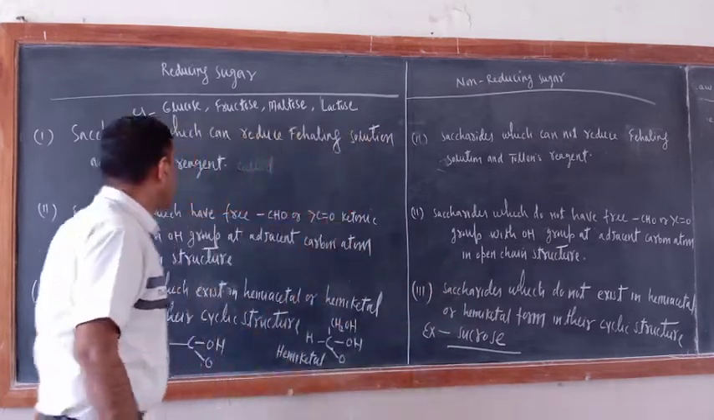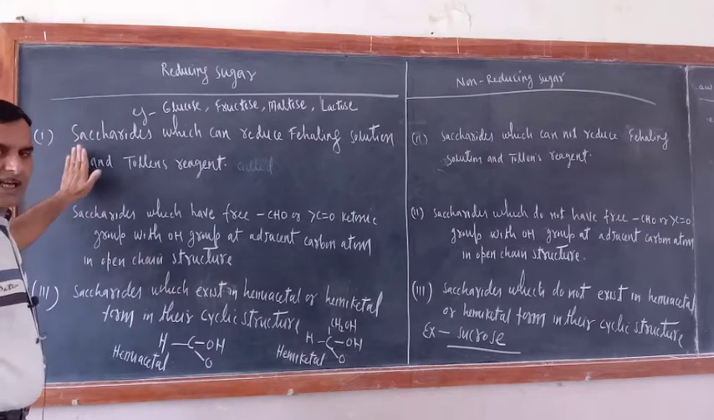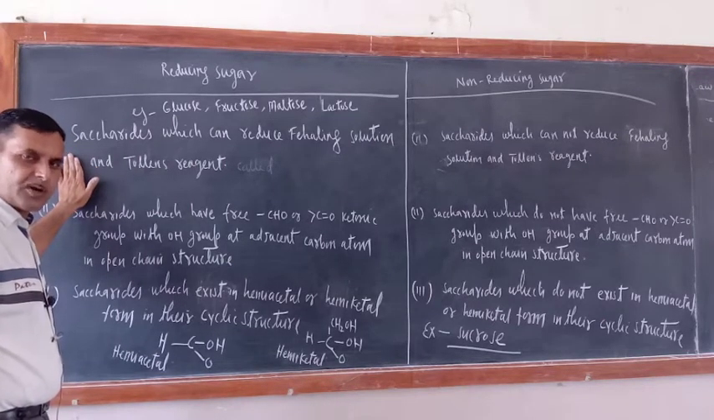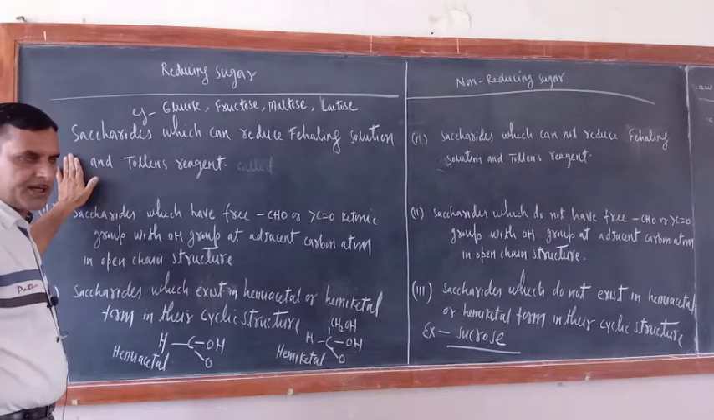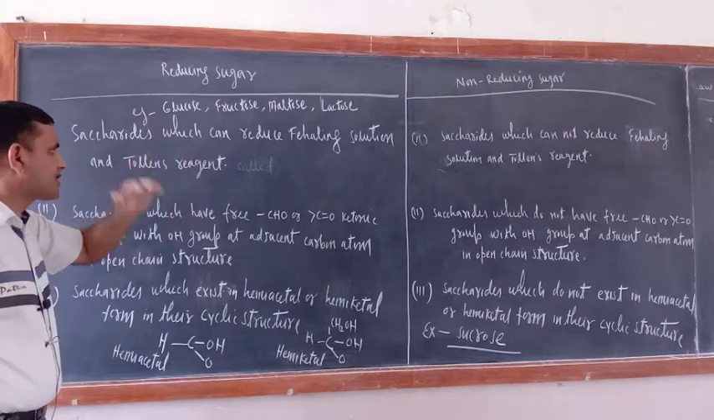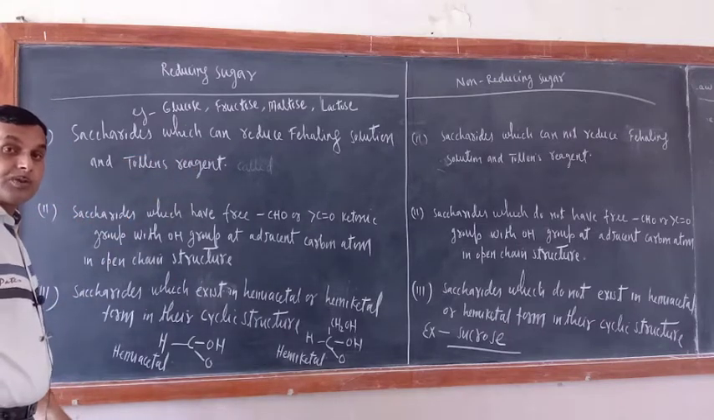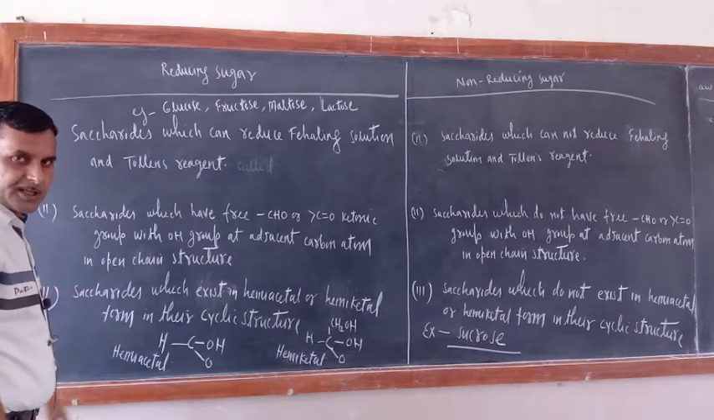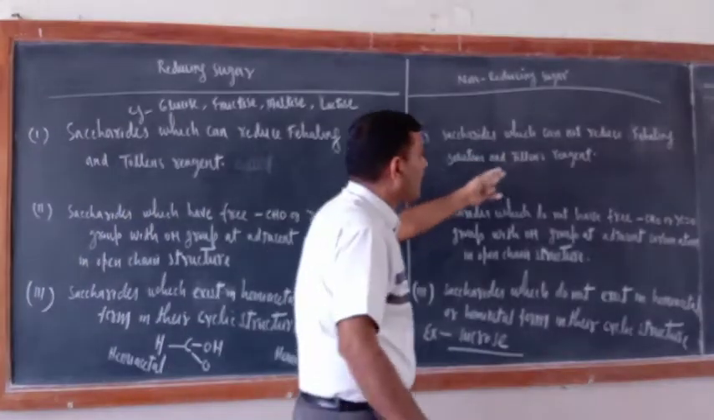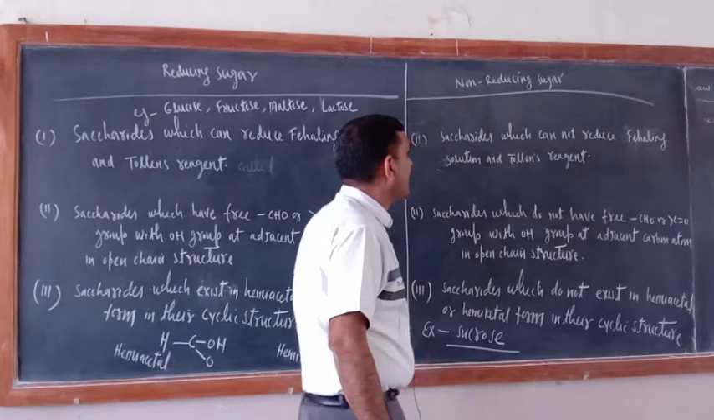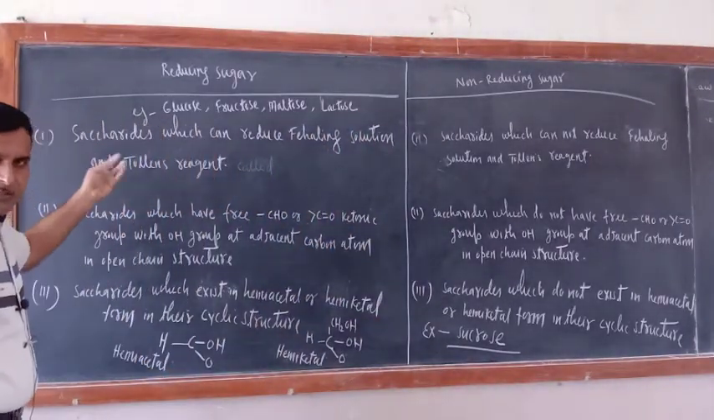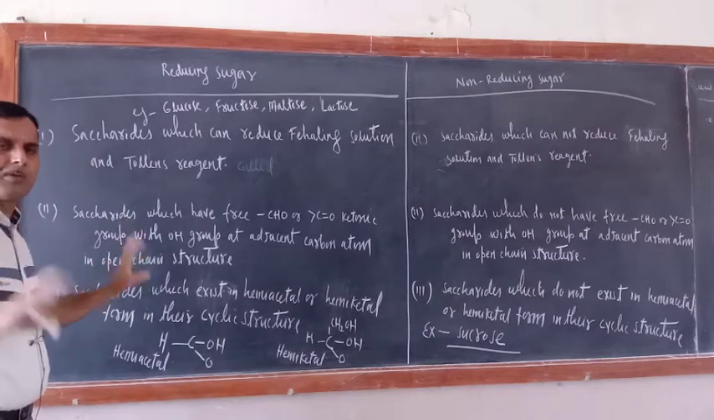Just see. The first one is very simple, saccharides. I am using word saccharides. Under this one monosaccharide will also come, disaccharide will also come. Okay, so saccharides which can reduce Fehling's solution and Tollens' reagent, they are called reducing sugar. Saccharides which cannot reduce Fehling's solution and Tollens' reagent, they are called non-reducing sugar. Okay, that is the first characteristic. Okay, and a simple one.